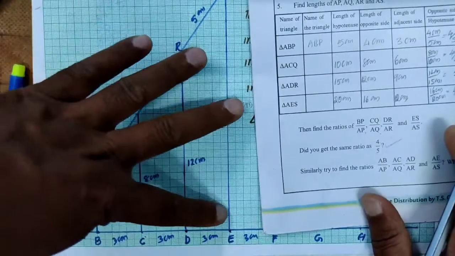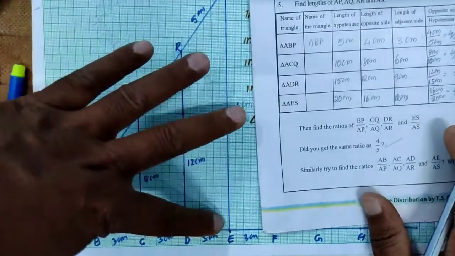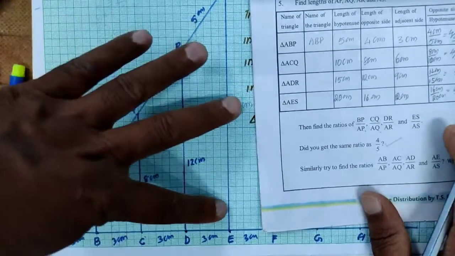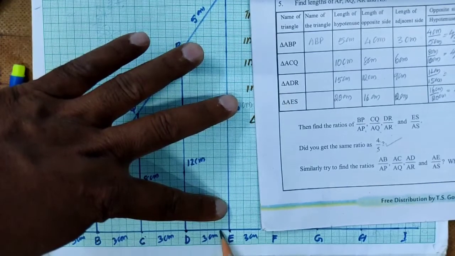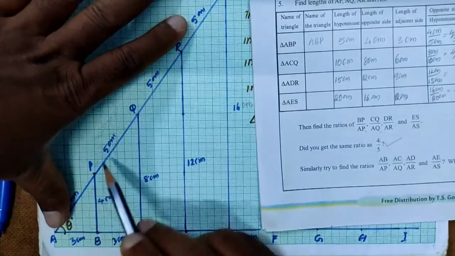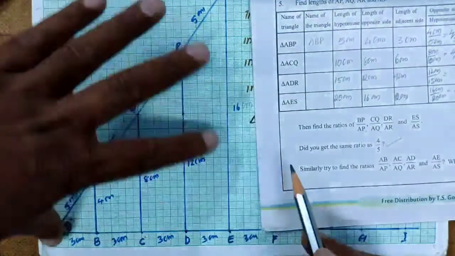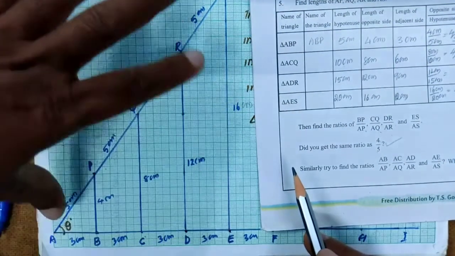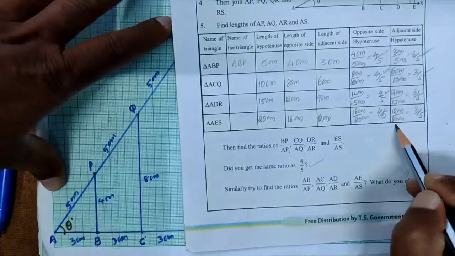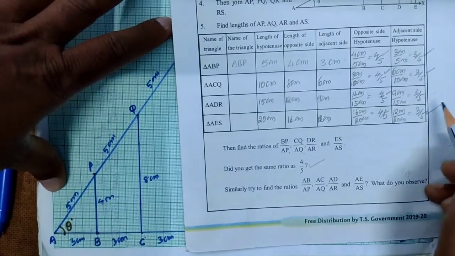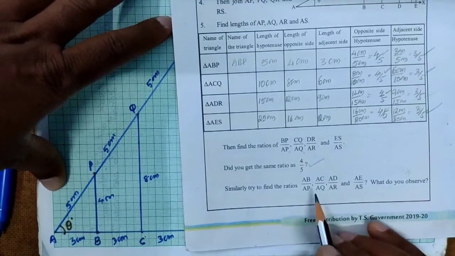And AE by AS. So AE how much? This is 12, AE is 12 and AS is 20. So 12 centimeter by 20 centimeter is equal to 3 by 5. So we got the same.